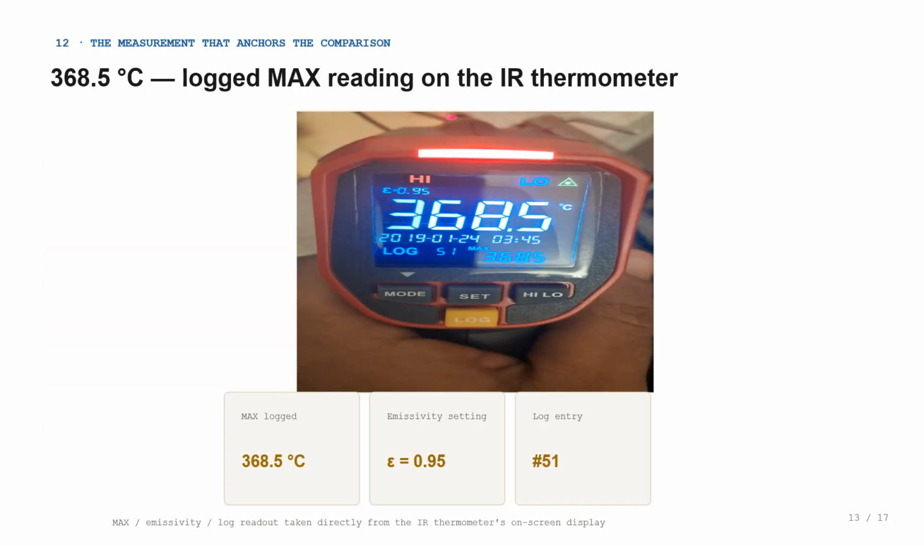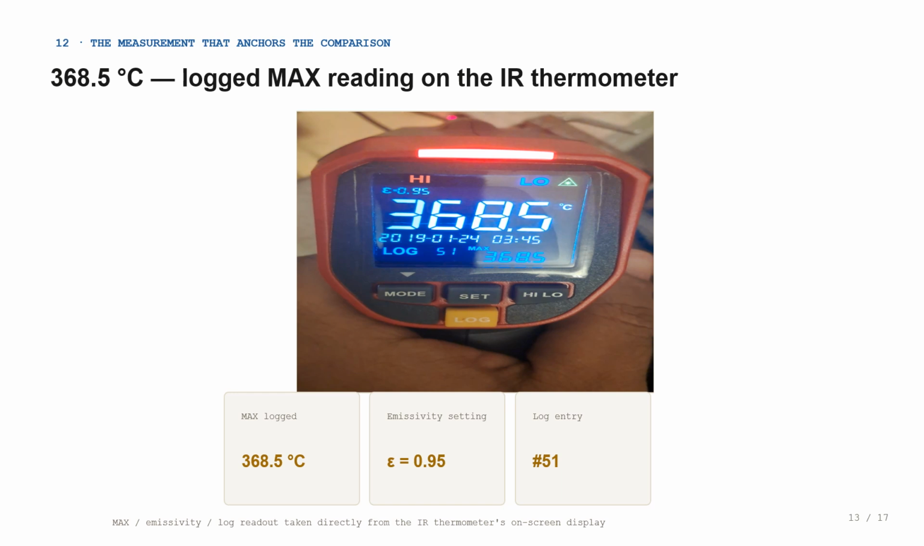This single photograph carries more weight than almost anything else in this presentation, so let's read it carefully. This is the on-screen display of the infrared thermometer used to measure the rod during heating, and it is logging a maximum temperature of 368.5 degrees Celsius. Three details on that display matter for how we interpret the number. First, the max hold reading, 368.5 degrees, is the peak the instrument captured during the observation window, not a single instantaneous spot reading, which makes it a fair quantity to compare against our simulation's peak temperature.